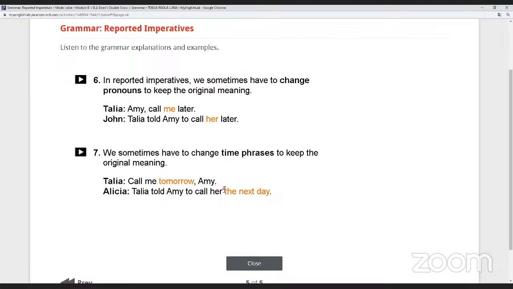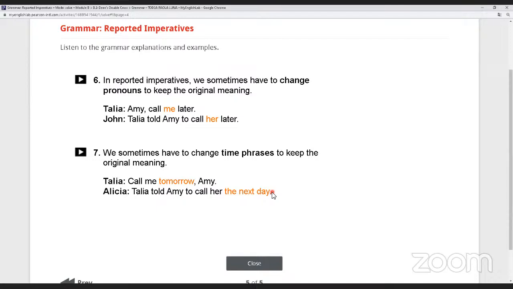We're not gonna say tomorrow. We're gonna say the next day. So we have a list of the time phrases. I'm gonna send you right now to your WhatsApp. You're only gonna look for the reported speech, right?